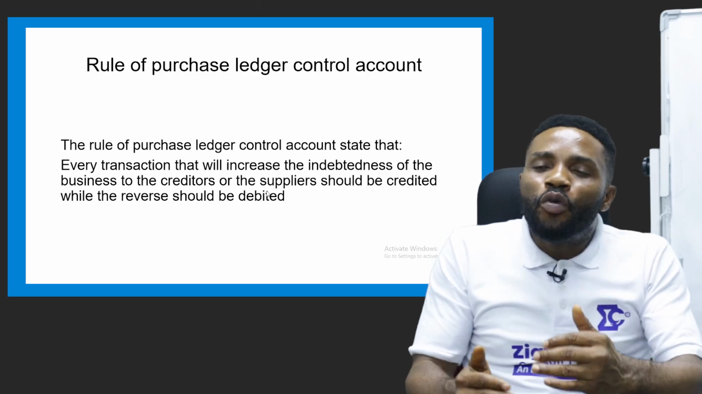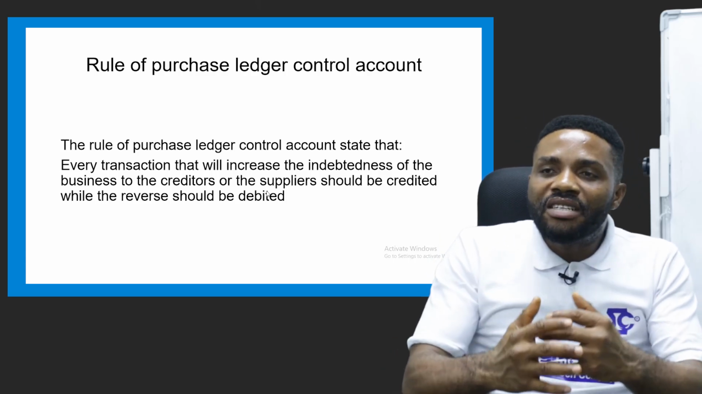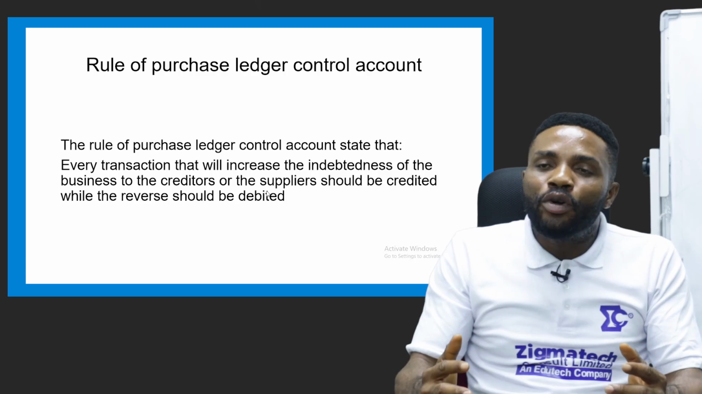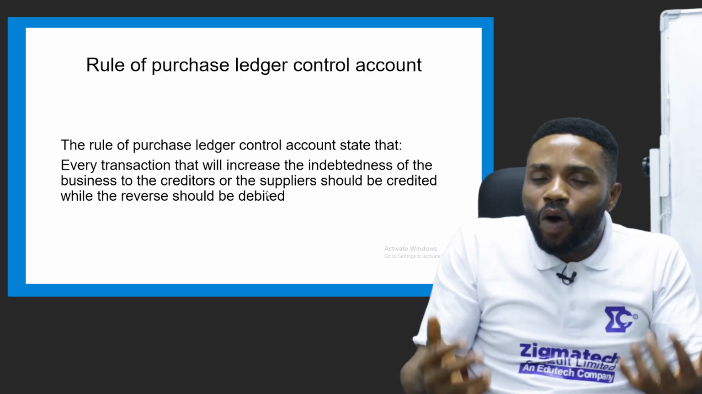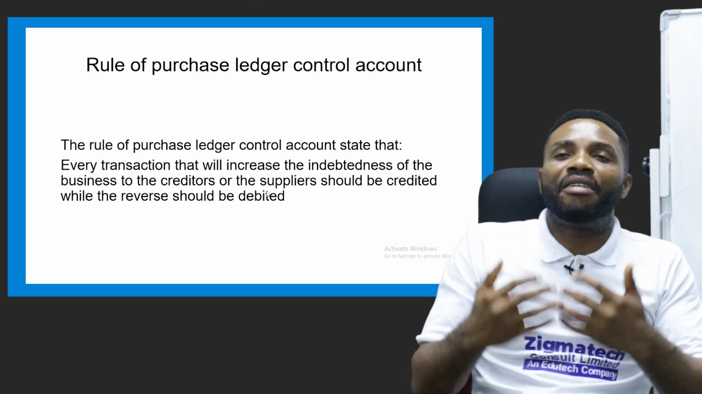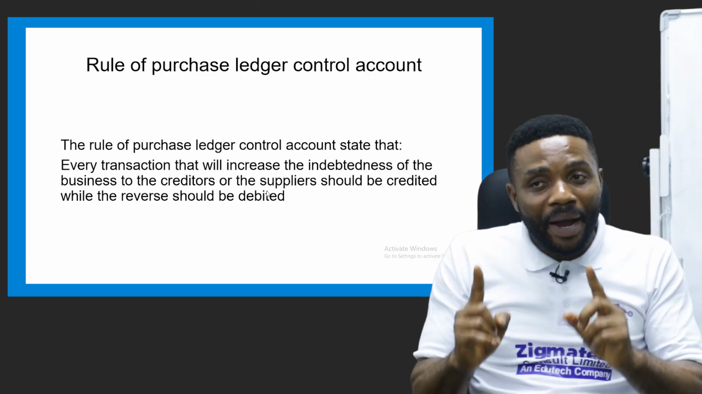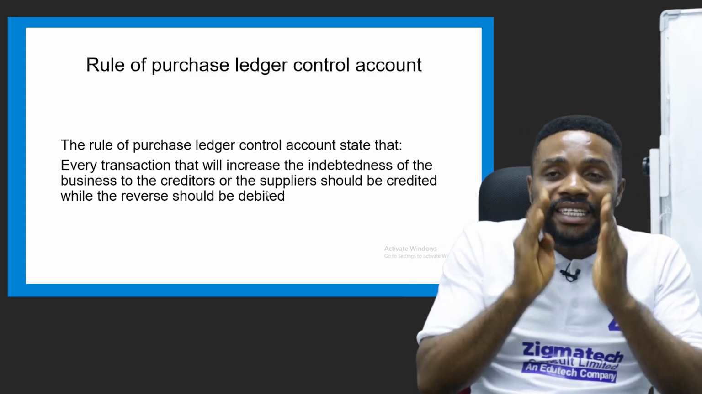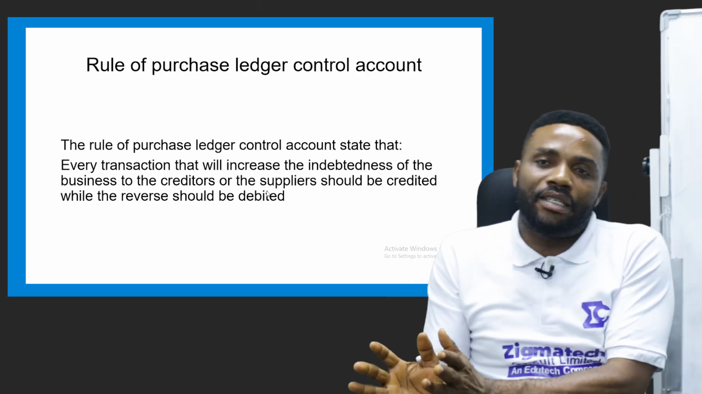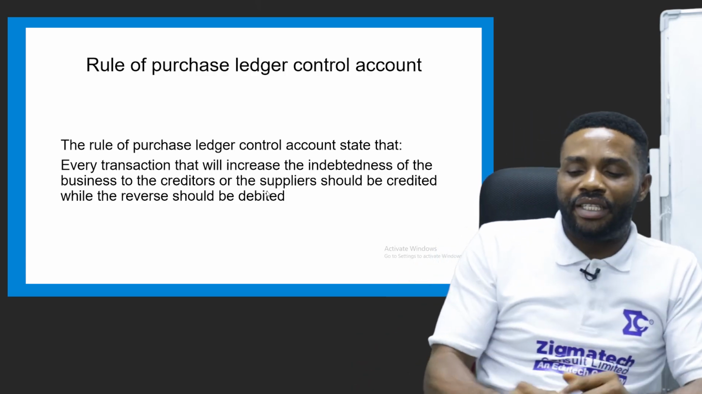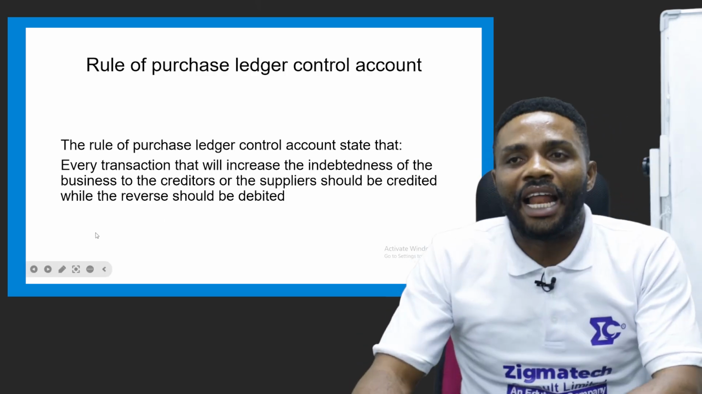And then you were owing 1 million, but within the space of 6 months, your debt has been reduced to 500,000. What are those transactions that can reduce what you are owing? Remember, the rule is simply anything that will increase what you are owing, credit it. And anything that will reduce it, debit it. Let's quickly look at the next slide.